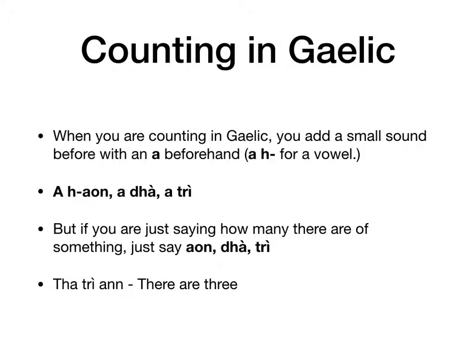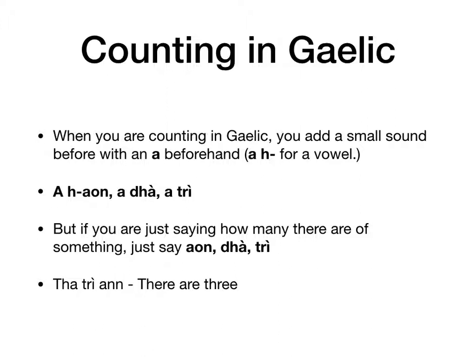So counting in Gaelic, if you're actually counting things, not just saying that there's one or two, you'll see an a sound in front of the number. If you're just saying what there is of something, you say, for example, tri, so there are three, or two churches, that type of thing.